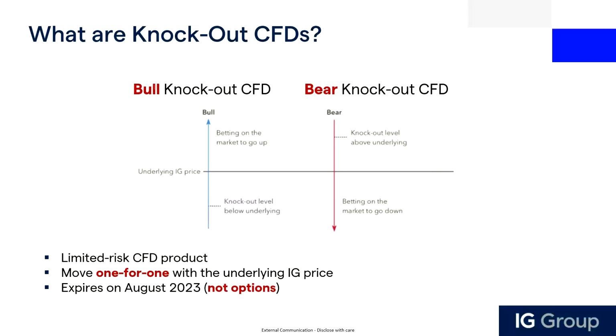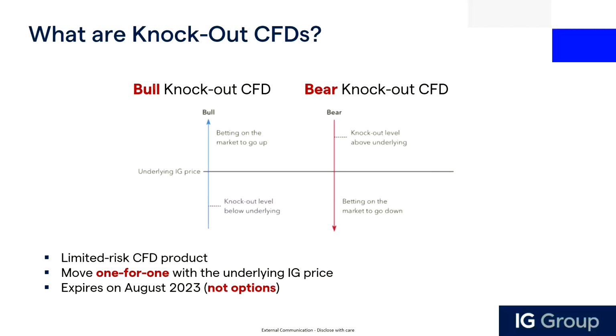But on the other hand, if you are going for a short position, meaning you buy a bear knockout CFD, this time what you are betting on is that the markets will actually have a dip in the prices. And if the prices happen to go above your entry price, that is when you experience some losses, okay? So when that happens, the knockout level has to be above your entry price in a bear knockout CFD.